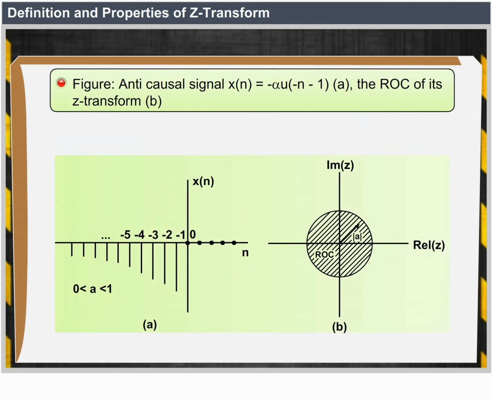The anti-causal signal x of n equal to minus alpha power n u of minus n minus 1 is shown in figure A. Then the ROC of its Z transform is shown in figure B.